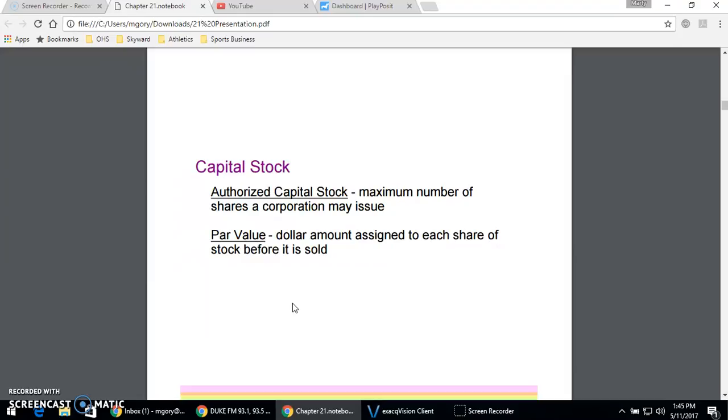All right, so this account called capital stock. If we break this down a little bit further, authorized capital stock, this is the maximum number of shares that a corporation may issue. This is decided upon by the board of directors. Now, when it comes to stock, this thing called par value, which is basically the value of the amount of stock. This is the dollar amount assigned to each share before it is sold. So if these stocks are issued to be sold to investors, they're going to be sold at $10 a share, $12 a share, whatever the case might be. That is known as the par value.